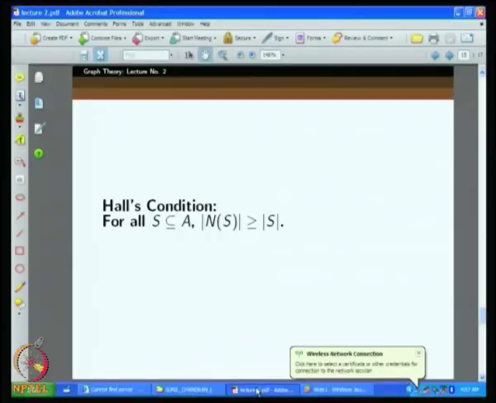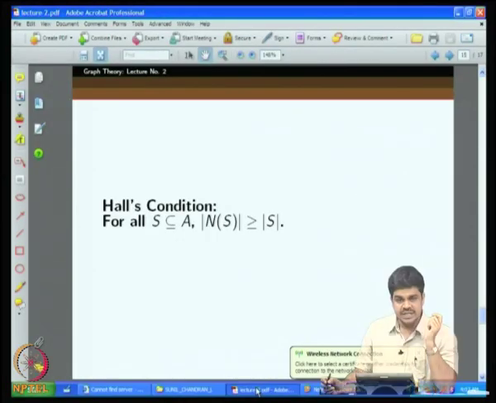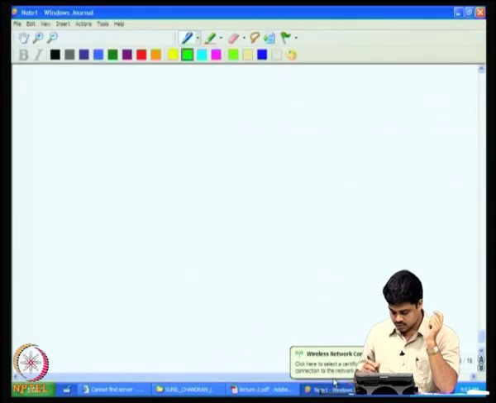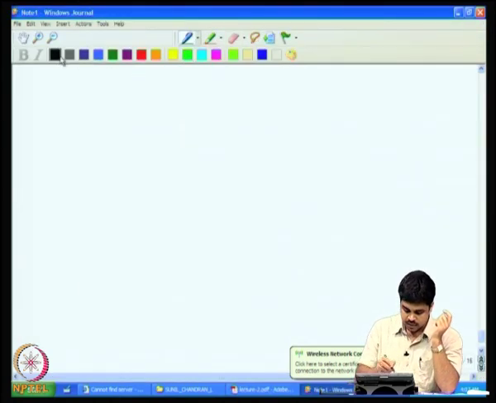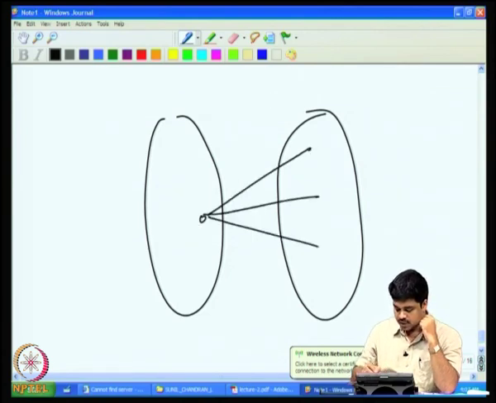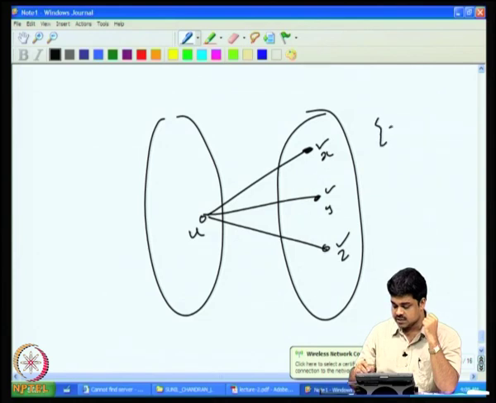So, here is a result, called Hall's theorem, which gives a condition for the existence of such a matching. Hall's condition says you consider any subset of A and then you look at its neighborhood. So, what is a neighborhood? Let me draw the graph. Suppose this is our bipartite graph. Now, this vertex has neighbors here. If these are the edges going out of it, this is the neighborhood of it. So, if this vertex is named u and these are x, y, z, then we say that the set x, y, z is the set of neighbors of u.